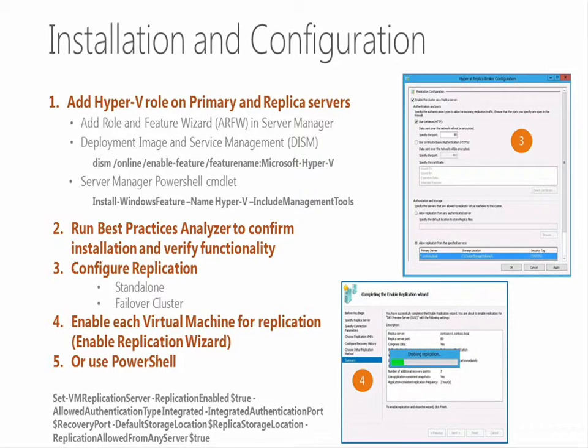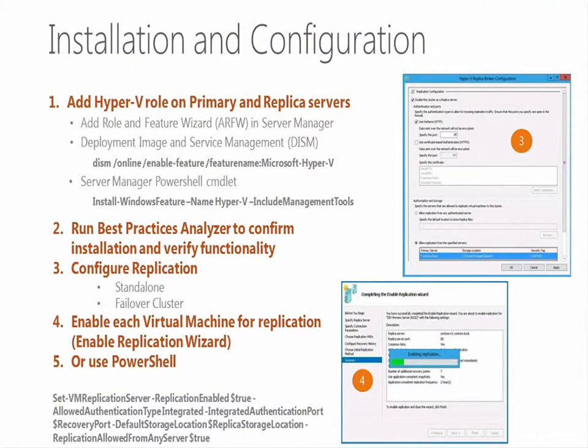Then the first thing you need to figure out with replication is, is it configured properly and is the replication actually working? So we've created a Best Practices Analyzer that allows you to go out there and confirm the installation and verify that the replication is actually working. It's a great tool to make sure you've got everything set up and configured correctly before you try to move on or put this into production. Then once we've got that confirmed, we want to go out there and configure the replication.